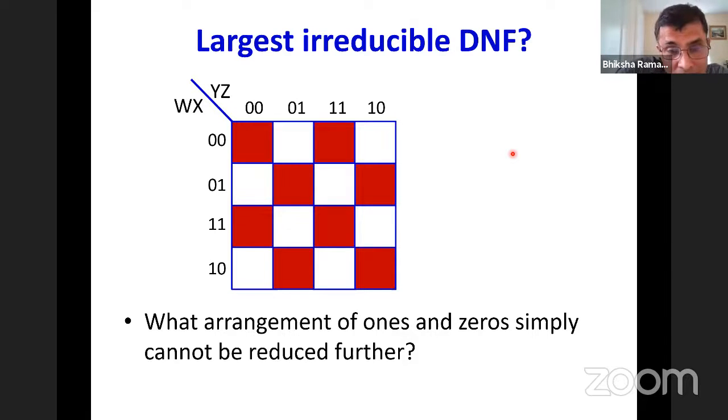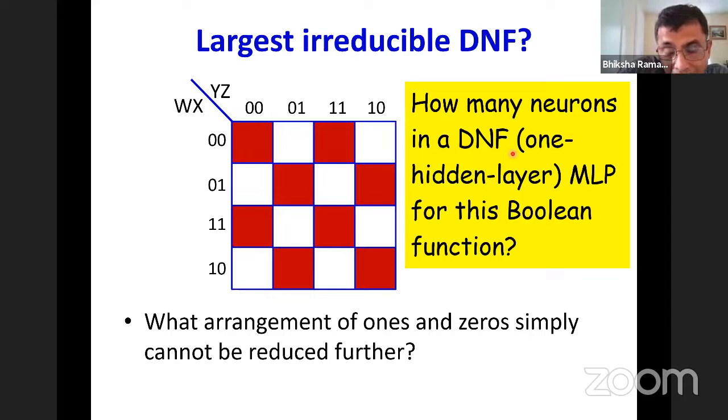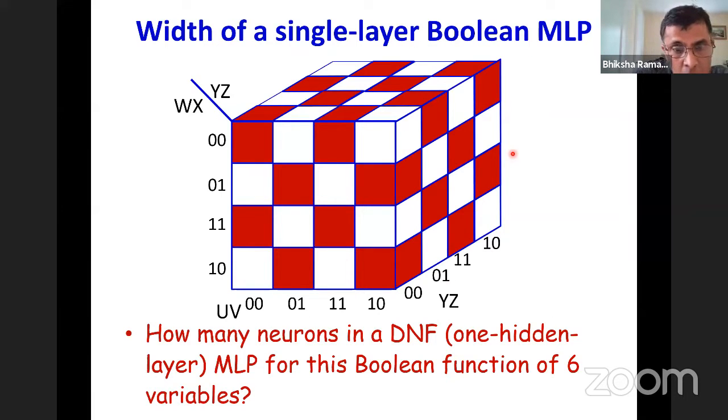And because there are no neighbors, if I have a DNF formula for this, it is going to need 8 clauses. I can't group them. If I have an MLP with one hidden layer, it's going to have 8 neurons in that hidden layer. I can't reduce it, right? Now, let's consider a 6-input variant of it. I can construct a 3-dimensional Karnaugh map if I have 6 inputs.